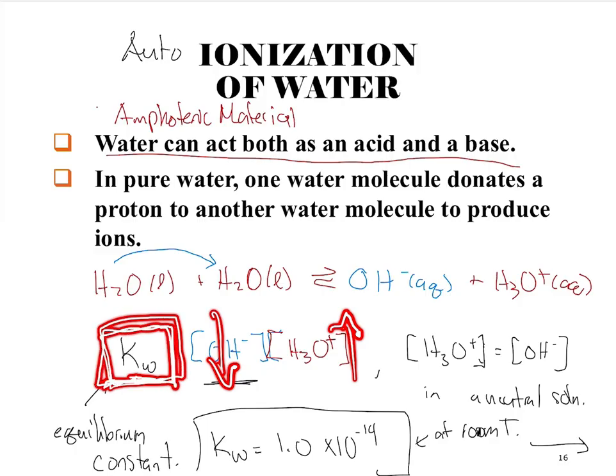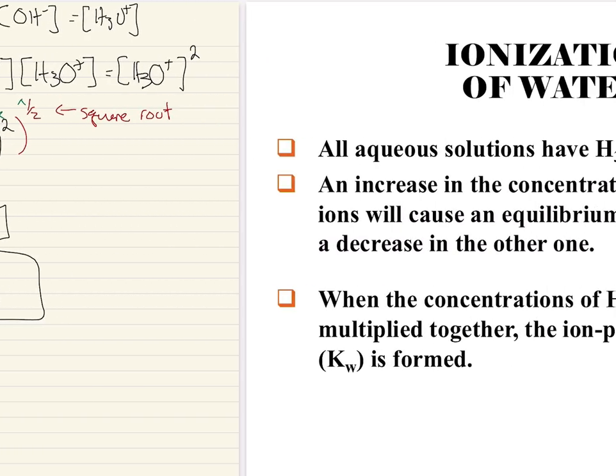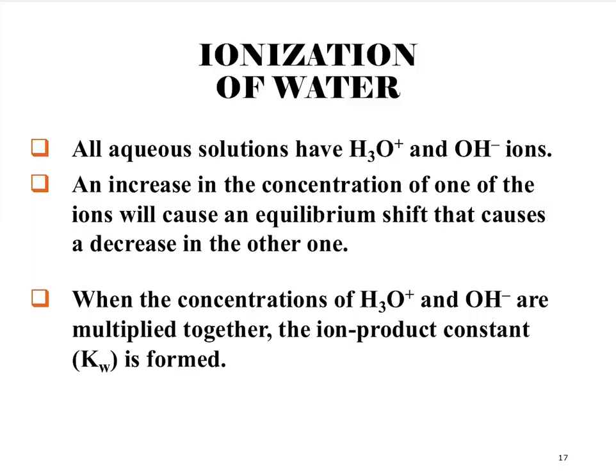This ratio defines how much OH minus and H3O plus, what the relative amount should be in solution, no matter what, because that's a property of this ionization reaction. If we add one or remove one, you have to adjust the other to compensate so the ratio stays the same. So this is what I just said. When the concentrations of H3O plus and OH minus are multiplied together, that gives us Kw. Kw is always equal to H3O plus and OH minus, the product of these two.